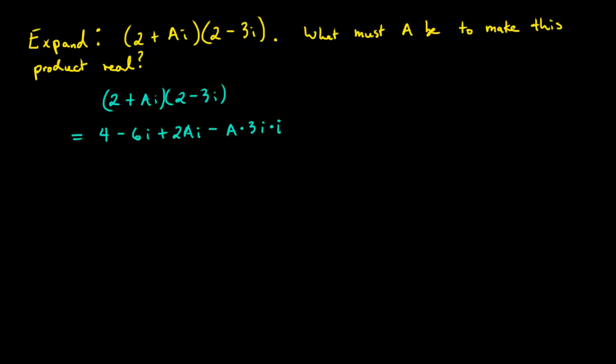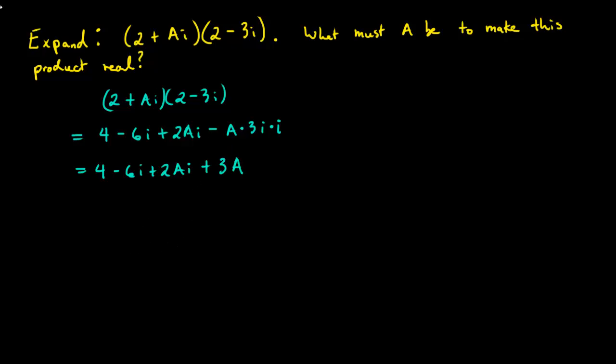Now, we can do a little bit of simplifying here. I get 4 minus 6i plus 2ai. And this last term, I've got i times i, which is negative 1. So I'll have minus a times 3 times negative 1, which is the same as adding 3a.